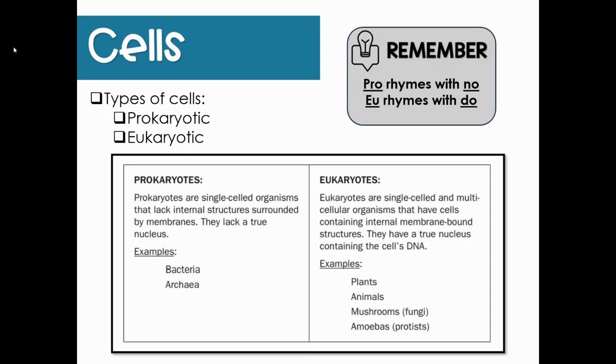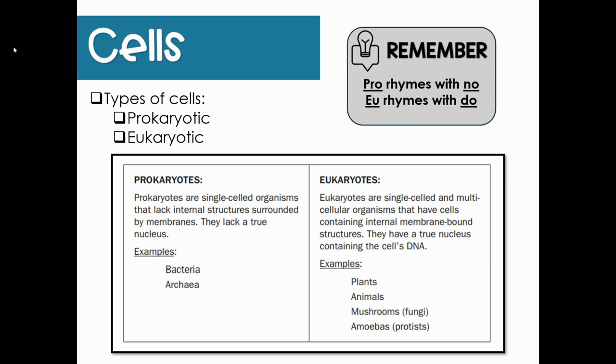So if you'll remember when we talked about cells this year, we said there's two types of cells. We have prokaryotes and eukaryotes. Prokaryotes are single-celled organisms. They don't have membrane-bound organelles like our eukaryotes do. And one of the big differences between prokaryotes and eukaryotes is that prokaryotes lack a nucleus. So I told you earlier in the year to help you remember that, remember pro rhymes with no. So our prokaryotes have no nucleus. They include our bacteria and archaea.